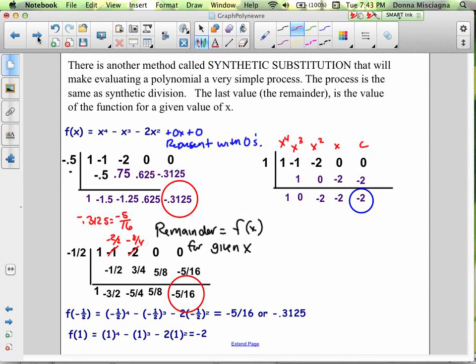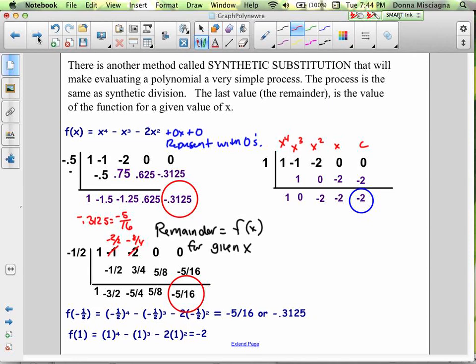Okay, again, you have to represent the x and the constant with zeros. You bring down the 1. 1 times 1 is 1. Add, you get 0. 0 times 1 is 0. Add, you get -2. -2 times 1 is -2. Add, you get -2. -2 times 1 is -2. Add, you get -2. And that's the same thing we got when we plugged in. So it didn't save you much time with the 1, but it might save you some time with other values like the -1/2.